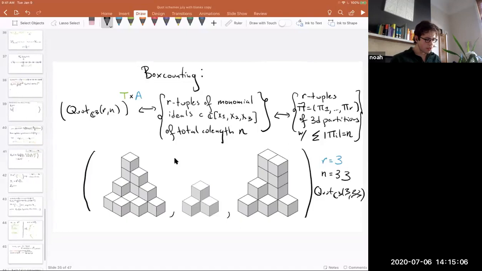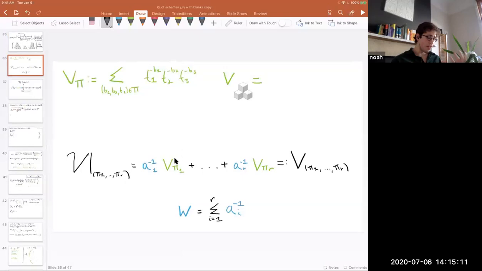And I have a similar kind of description of the character of these tautological bundles and framing bundles, which are defined in the same way as before. So the fiber, let's say if I have just a rank one Quot scheme, if I have a single partition, then I'll record those in some character, which I'll call V sub pi. So it'll be the sum over all boxes of the weight of the monomial appearing in that box. And so for example, for this partition with four boxes, the corresponding character is 1 plus T1 inverse plus T2 inverse plus T3 inverse.